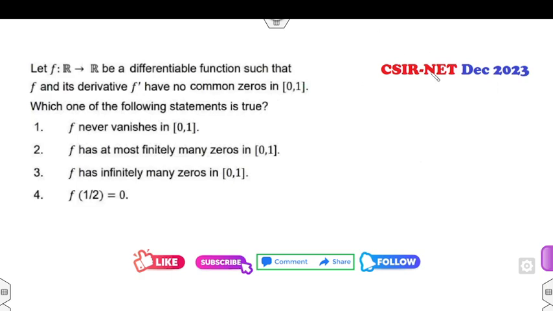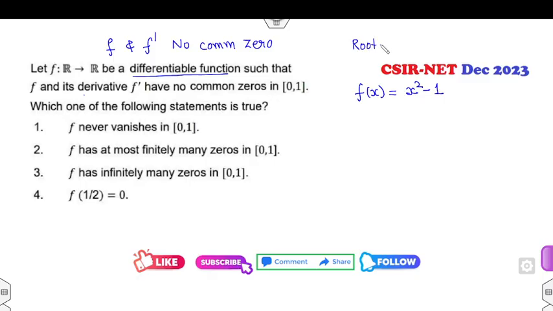Now you can see it's December 2023. I can solve the same question in the same manner as I explained previously. f is a differentiable function such that f and f dash have no common zero in the closed interval 0 comma 1. You can choose any numbers. Let's say this. What are the zeros of this? That is the root. The roots are plus minus 1.